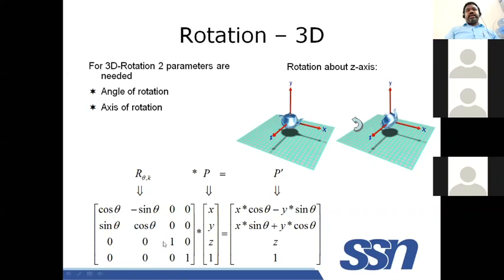This is also for the three-dimensional rotation matrix. If you look at cos theta, minus sin theta, cos theta, the third dimension is kept as 0, 0, 0, 1, here 0, 0, 1. So this is the initial coordinate of a particular point. If you multiply, you can find out the new coordinate for a particular point.